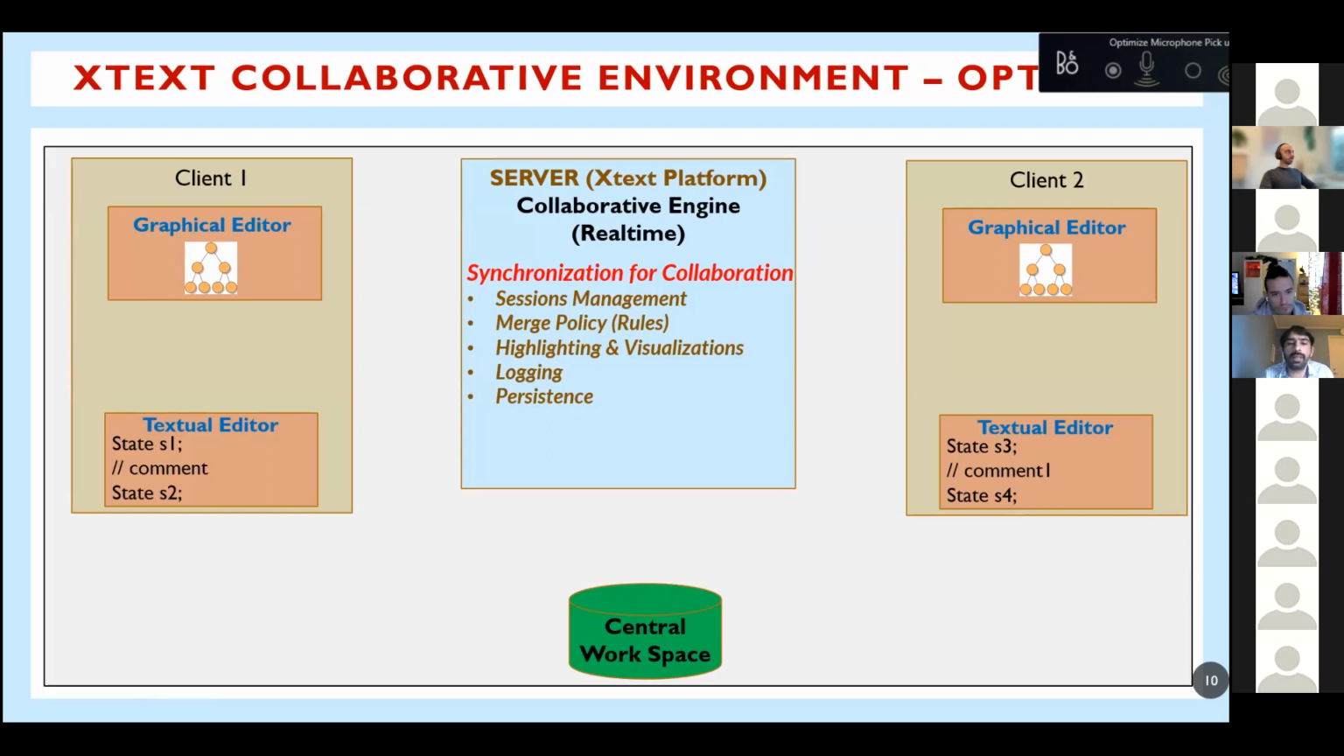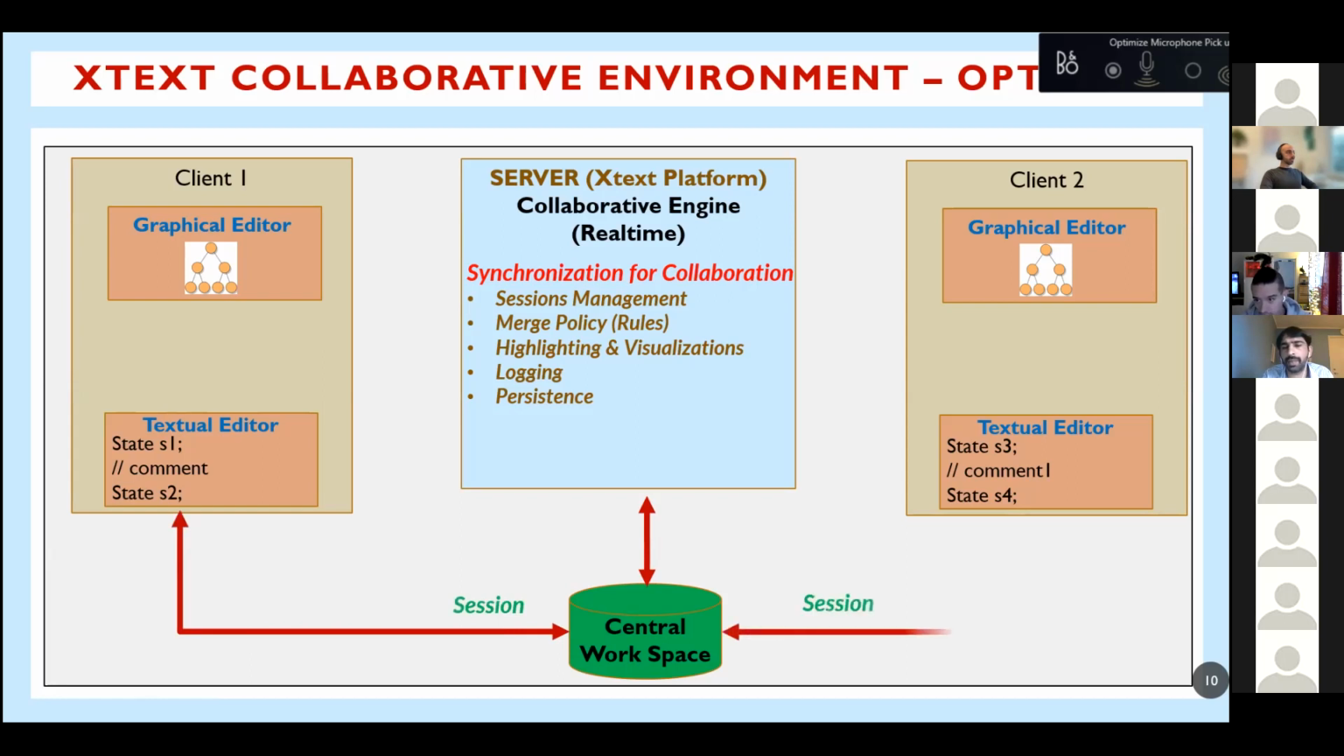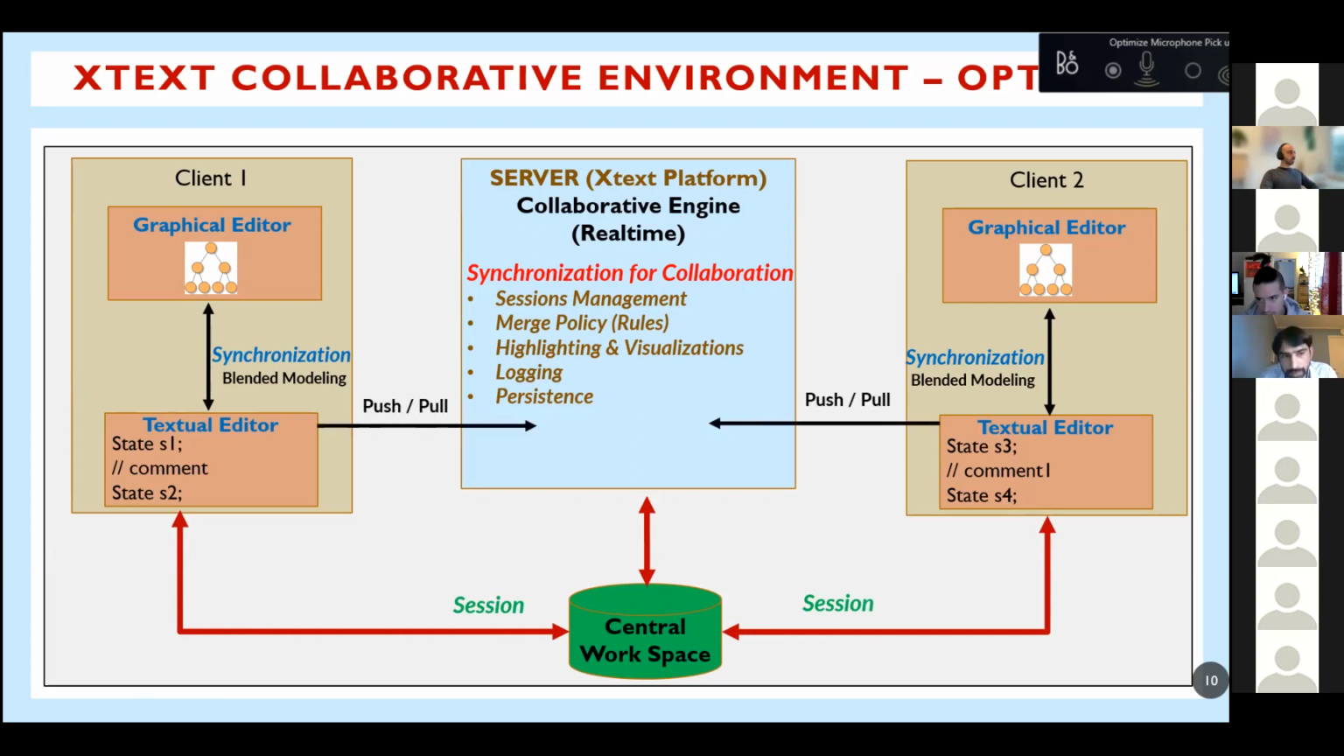If we map the architecture here again in this context, you can see that the server is connected with the central workspace, so we can use different workspaces as well. Then there is a session for each client. And this is important, that we have the synchronization of blended modeling, and these are treated separately. Once there is a synchronization between graphical and textual editors, we just need to put the collaboration or merger between textual editors. And in this way, the client and the blended modeling synchronization are treated separately.